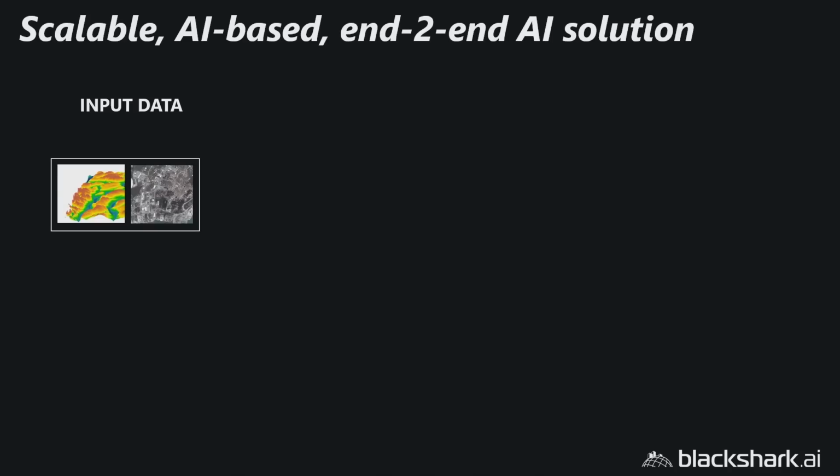So, how is the workflow? First, we need sensor input data. Blackshark has one global data set with a 50 centimeter resolution, and we use digital elevation model alongside with it. And we have pre-trained models to extract the features everyone needs and wants.